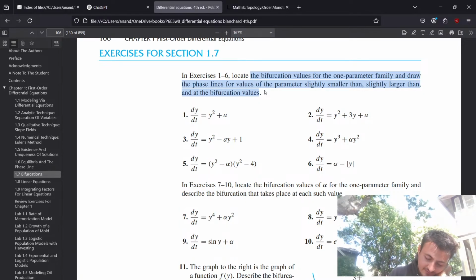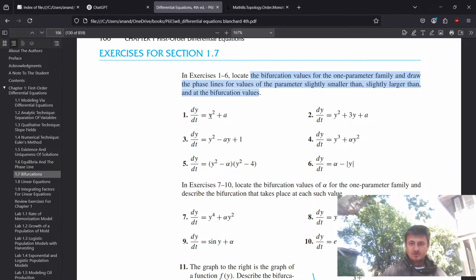So let's say if a is equal to 0, then we have one equilibrium. If a is less than 0, two, and else 0. So, okay, cool. So the bifurcation value is a equal to 0, because y squared plus 0, then we're going to have one point, and it's going to be a node actually.